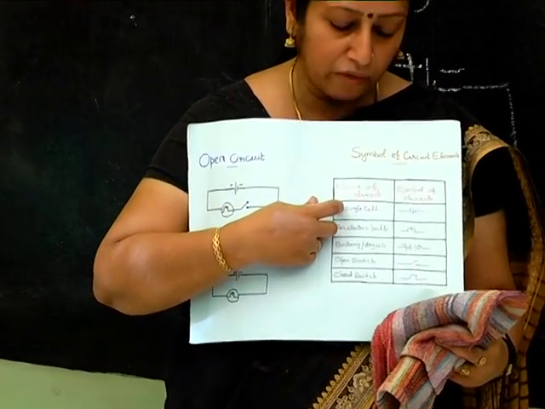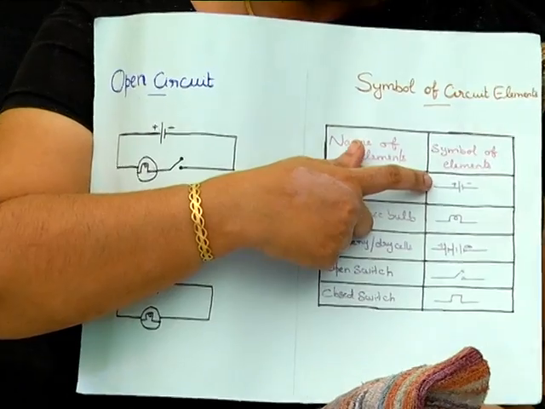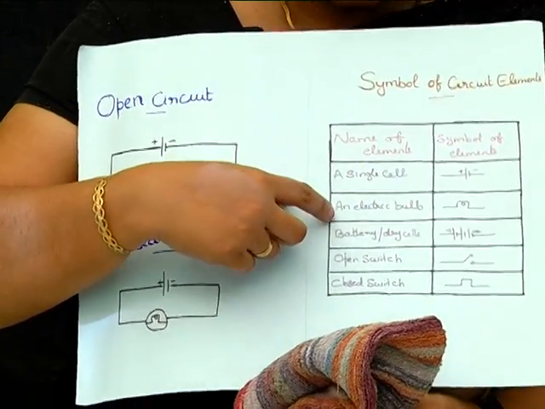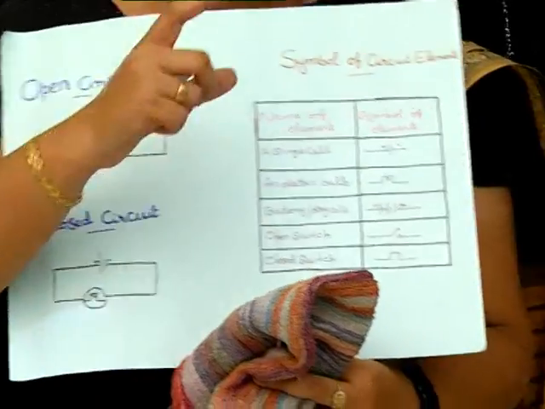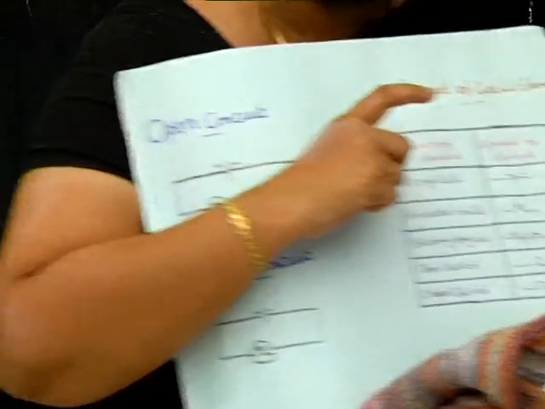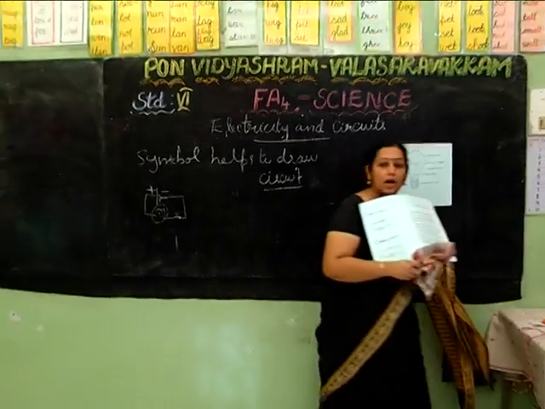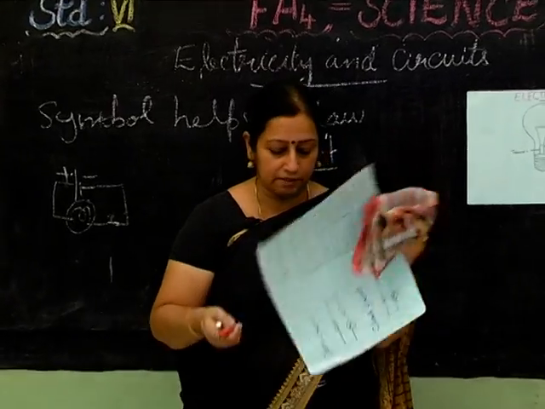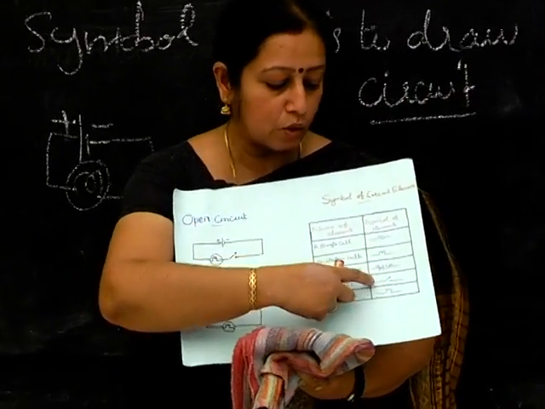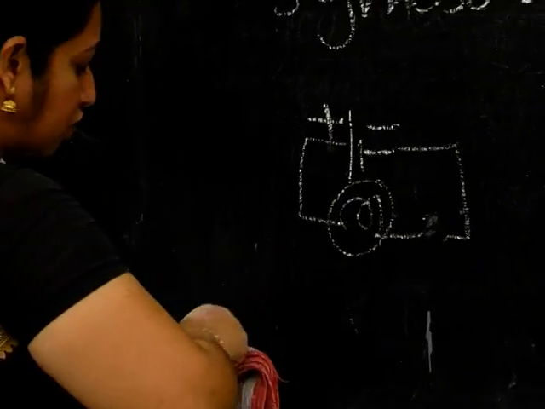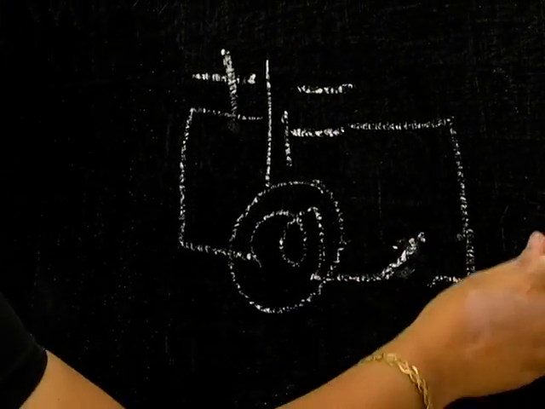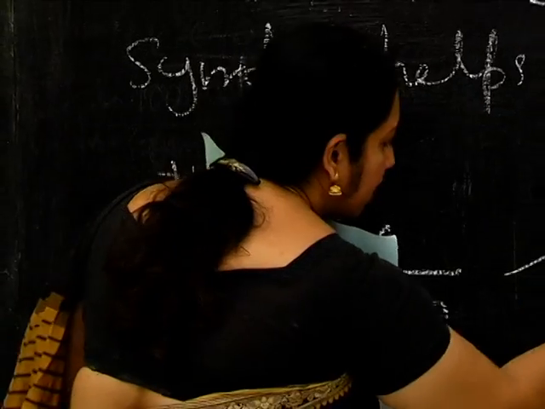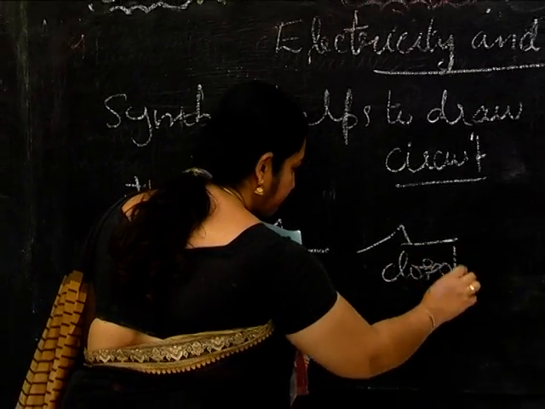Here are the elements. When we are using one cell, we have this symbol, whereas for an electric bulb, this is the symbol. And for a battery, what is a battery? When more than one cell is joined, we call it a battery. When I have only this one, I call it a cell, but when I join these two together, it becomes a battery. Now, open circuit. If this attachment is not here, we say that it is an open switch, whereas when it comes into contact, it is a closed switch.